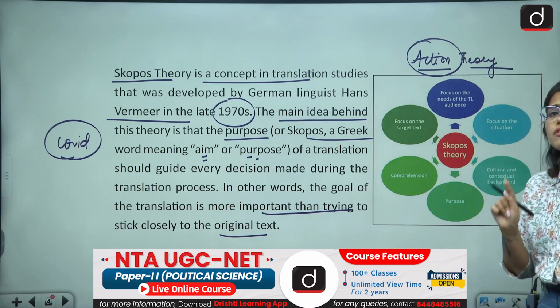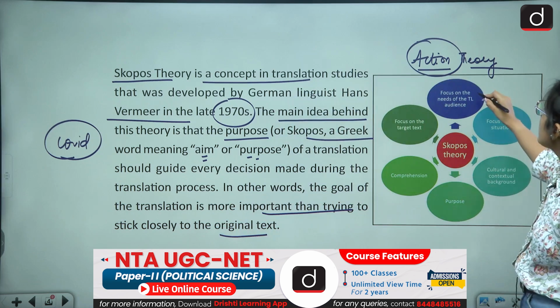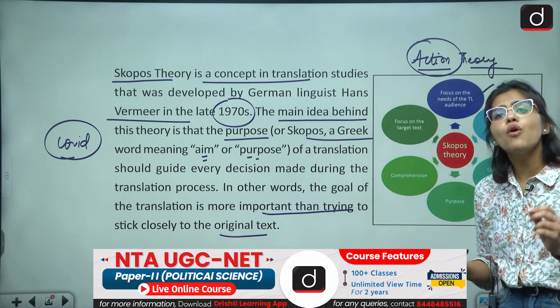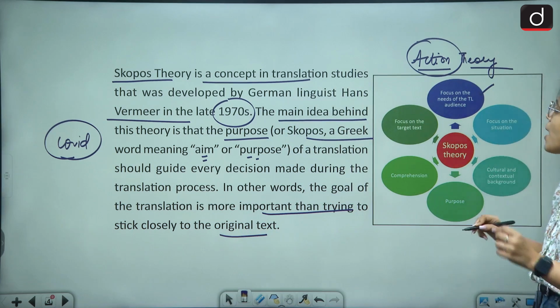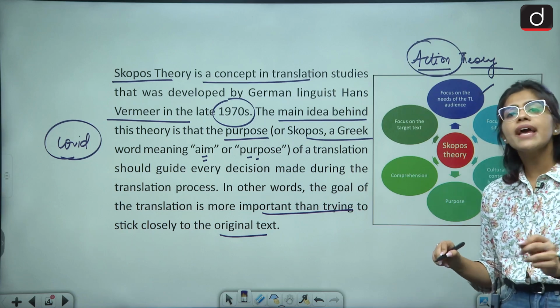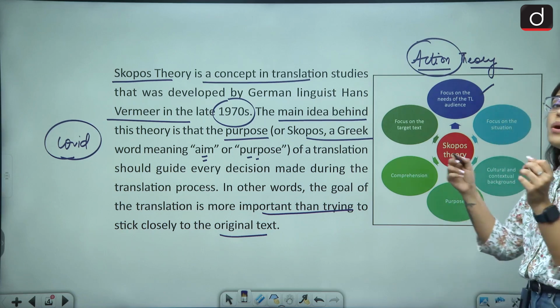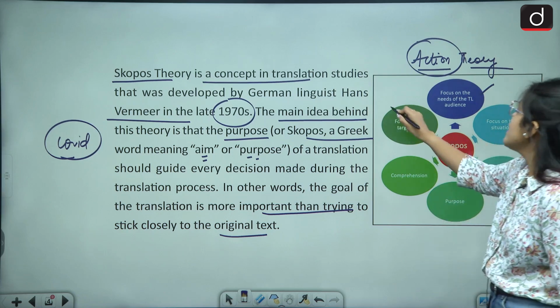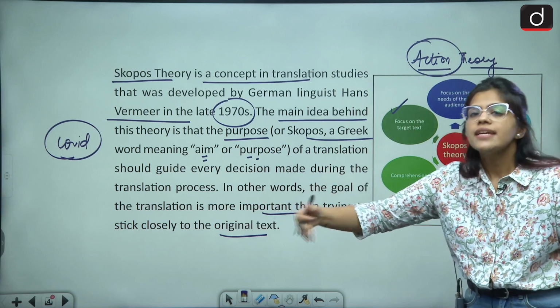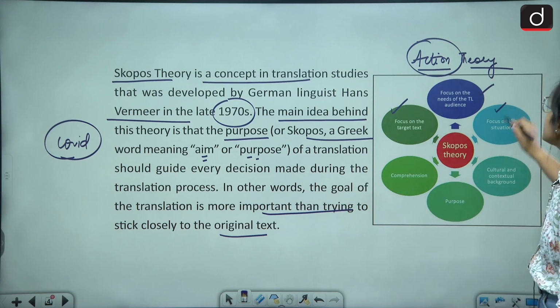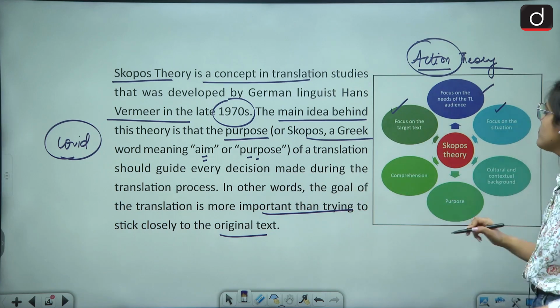So what Skopos theory focuses on? It focuses on the need of the audience. What audience needs to hear? हम लोग ये story सुना ही क्यों रहे हैं? ये text लिख ही क्यों रहे हैं? What is the major crux? Then it focuses on the target text. ये target text पे बहुत focus करता है. Situation जिसके लिए हम लिख रहे हैं बहुत focus करता है.